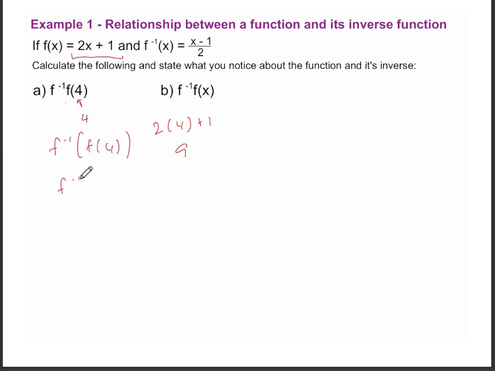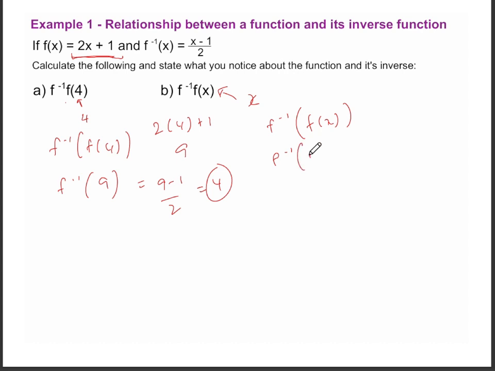And then we have f inverse of 9, and we can do the same thing here. So 9 minus 1 over 2, which is 8 over 2, is equal to 4. So we get back the original value. And here we should be getting back x. And we can do this the longer way as well, where we have f inverse of f of x, which is just this thing right here.